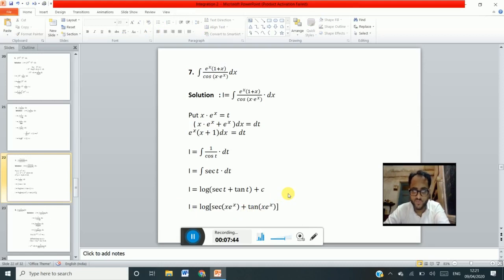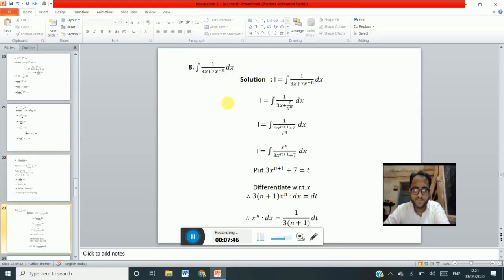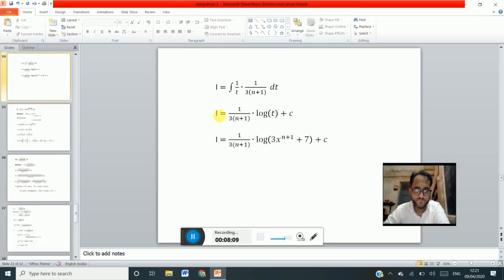Then see the next one. What is the integration of 1 upon 3x plus 7 into x to the power minus n dx, right? Let I be the given integral. Again here the exponential function is in negative form, so we have to simplify by considering it positive, then cross multiply. After substitution, we get the answer, right? Try to understand this one yourself. Okay, see the next one.